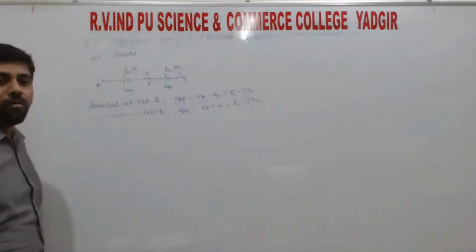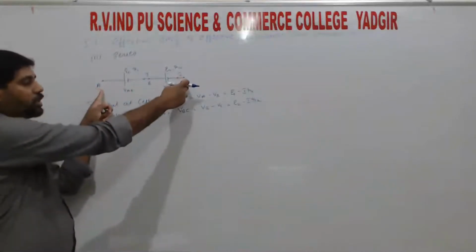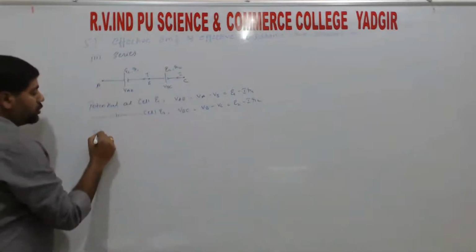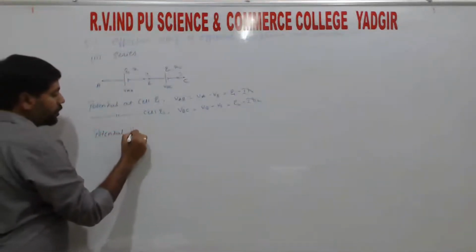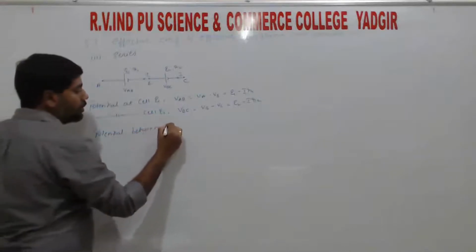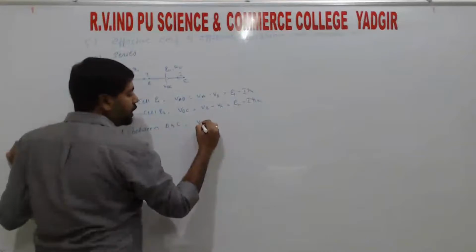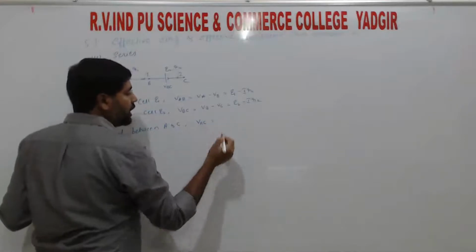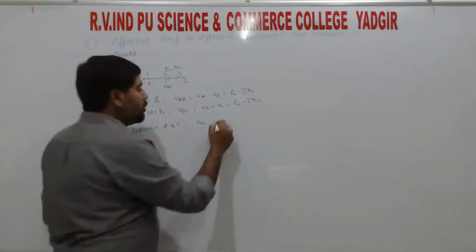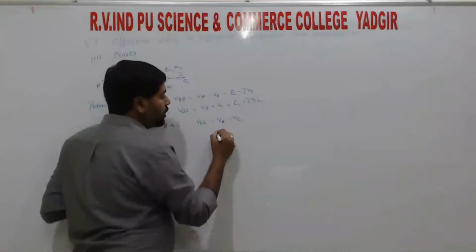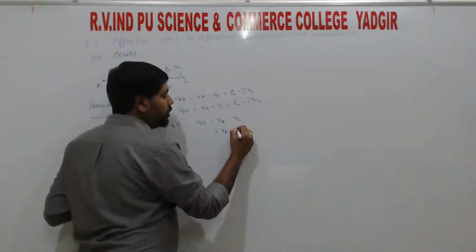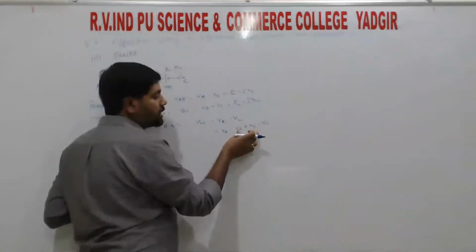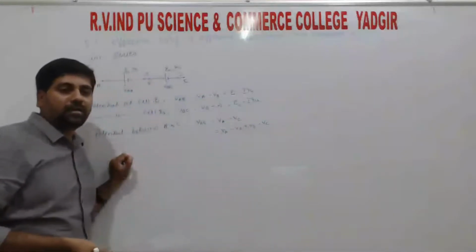We need the potential over the whole combination. So in the series combination, the overall potential we need is between A and C. So that is VAC, right? So VAC we can write VA minus VC, right? So add and subtract the term VB, that is minus VB plus VB minus VC. So minus VB plus VB cancel, again we are getting VA minus VC, right?